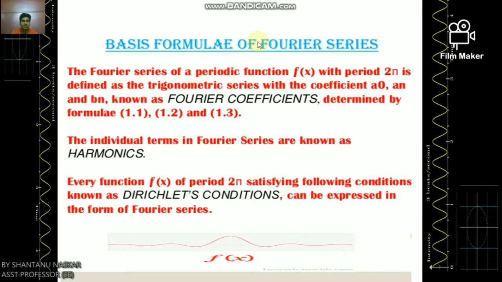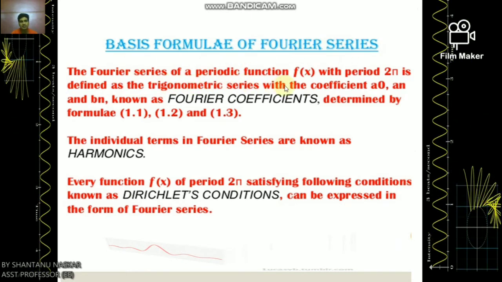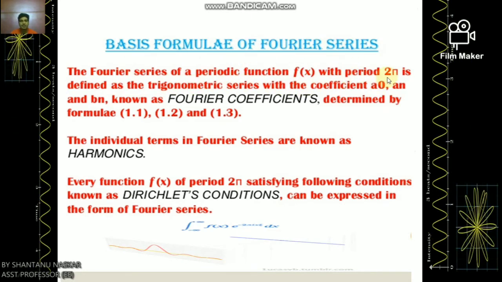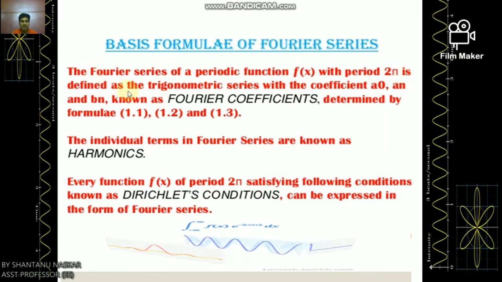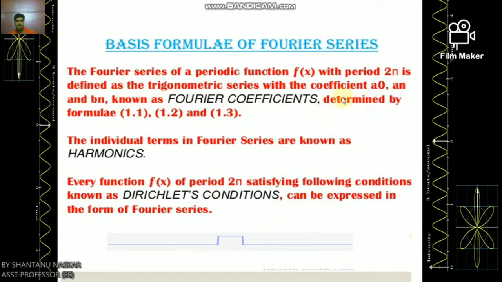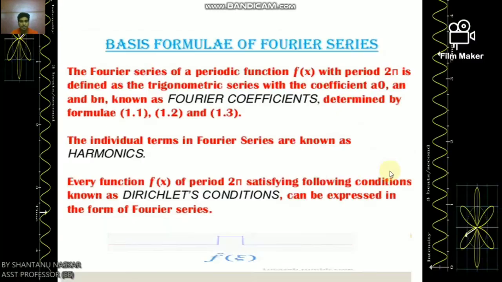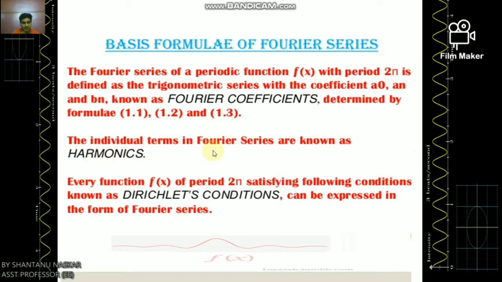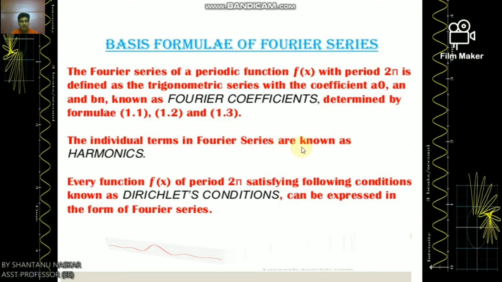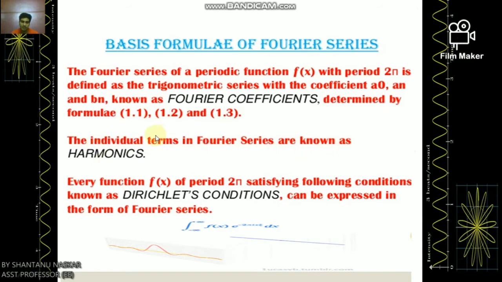So the basic formulae of Fourier series. The Fourier series of a periodic function f(x) with period 2 pi is defined as the trigonometric series with the coefficients a0, an and bn, known as Fourier coefficients, determined by the formulas 1.1, 1.2, and 1.3. Each individual term in the Fourier series is known as a harmonic.